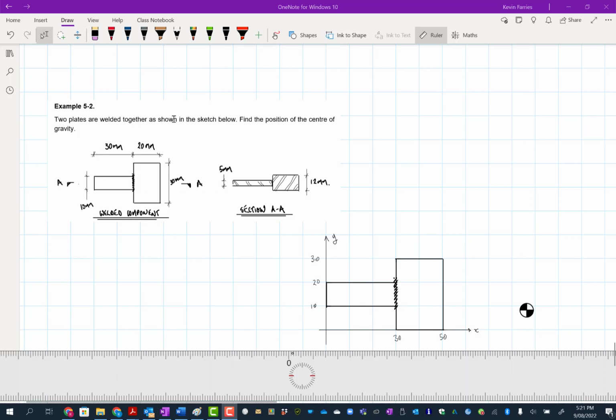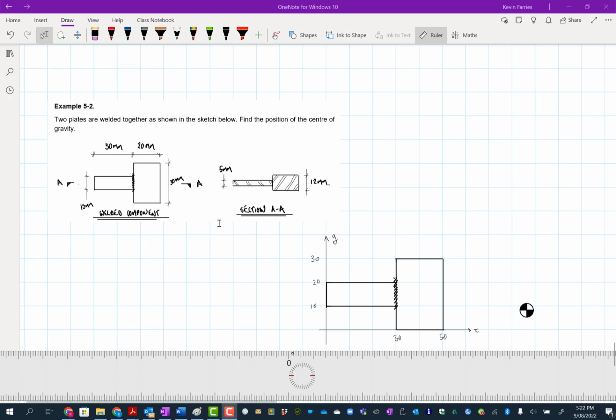What else have we been told? Two plates. I'm going to assume they're steel. It hasn't told us that. It should have. In fact, it probably wouldn't matter as long as the densities of these two things are the same. But anyway, we'll just assume it's steel and calculate using that.